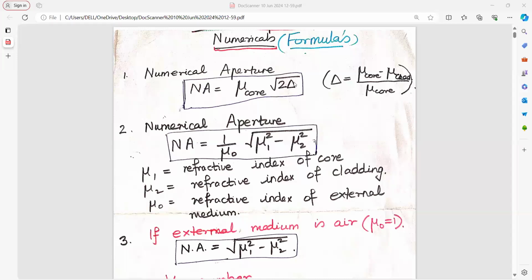root 2 del, where del is the fractional change in refractive index, which is equal to refractive index of core minus refractive index of cladding upon refractive index of core. Numerical aperture is equal to 1 upon mu naught, where mu naught is refractive index of external medium, under root mu1 square minus mu2 square, where mu1 is refractive index of core and mu2 refractive index of cladding.